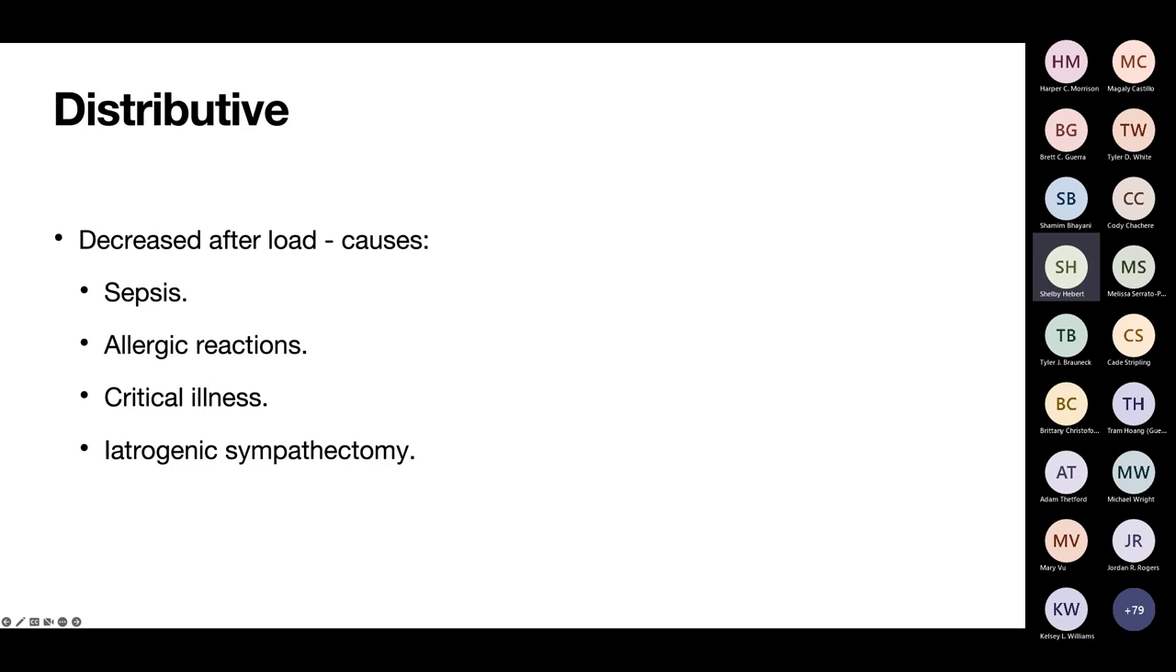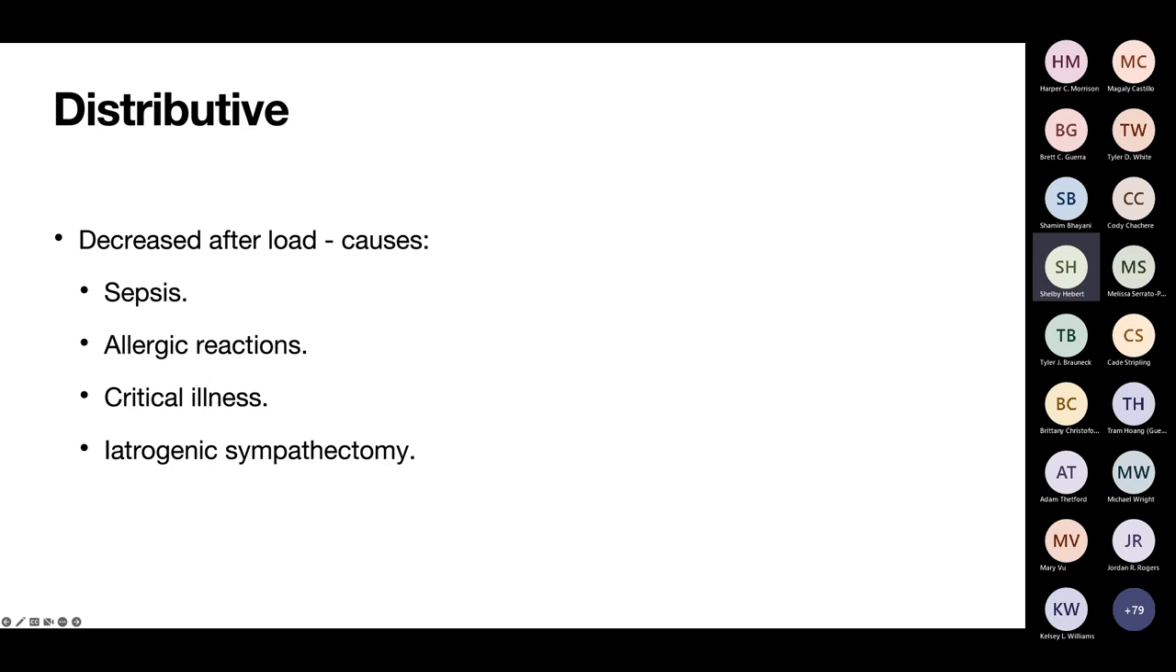So from a distributive standpoint, for some reason, there's decreased afterload. Lots of causes. One of the more common ones is sepsis or an allergic reaction. So you may see for some reason they're just peripherally vasodilated. So it's almost, like I said, an artificial hypovolemia. A lot of times this will initially respond to fluids, but these patients usually wind up with, one, you have to address the cause, and two, they wind up going on some sort of vasoactive medication and going to the ICU.